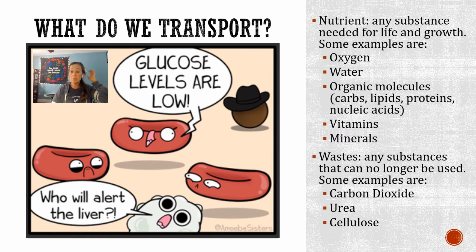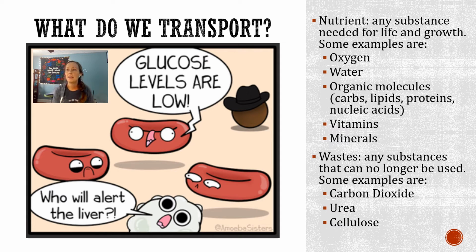The other thing we transport is waste products. We can't have our whole body fill up with garbage that we can't use, so we need to somehow get it out of our body. And to get it out of our body, we need to get it out of our cells, to our bloodstream, to be able to get it to the outside of our body, right? So carbon dioxide, urea, cellulose, all of these are waste products, right?